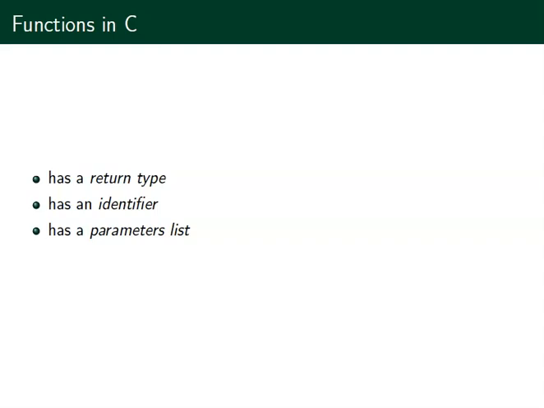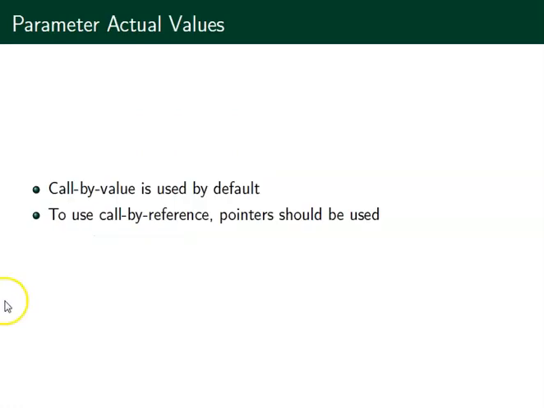So what we can do is define our own functions, and there are built-in functions that we can use, like for example printf. Functions in general have a return type, an identifier and a parameter list. The return type can be void if the function does not return anything. Now let's take a look at an example.